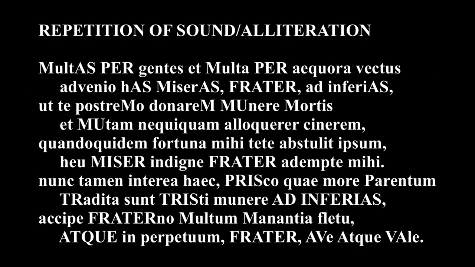As you know, in Latin poetry, the poets don't use end rhyme like we often have in English poetry, but there's a lot of repetition of sound, and they do that for emphasis or just because it sounds nice, and so there's repetition or alliteration or sometimes what's called assonance. So I'm going to point out a few examples here. In the first line, you have multas per, multa per, repeated for emphasis. And then note in the first two lines, you have a repetition of the AS: multas, has, miserás, inferiás. The repetition of that AS is very nice.